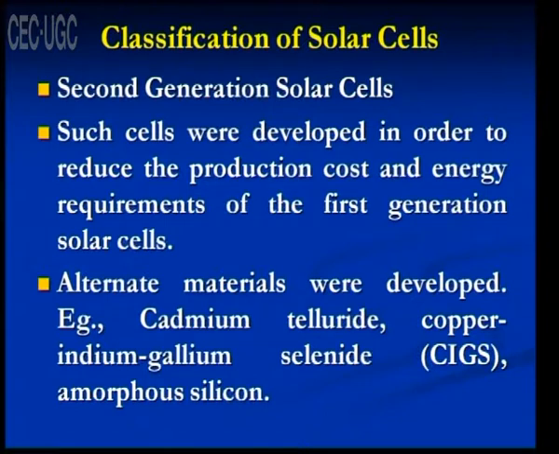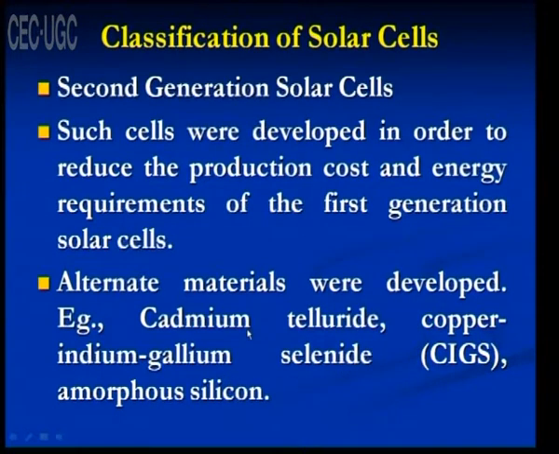Then came the second generation solar cells. In such cells, they were developed in order to reduce the production cost and the energy required for the manufacture of the silicon based solar cells that were made in the first generation. Alternate materials were developed during this second generation period. For example, cadmium telluride, copper indium gallium selenide, shortly called CIGS, and amorphous silicon, or the various alternate materials that were tried for functioning as a photovoltaic cell.